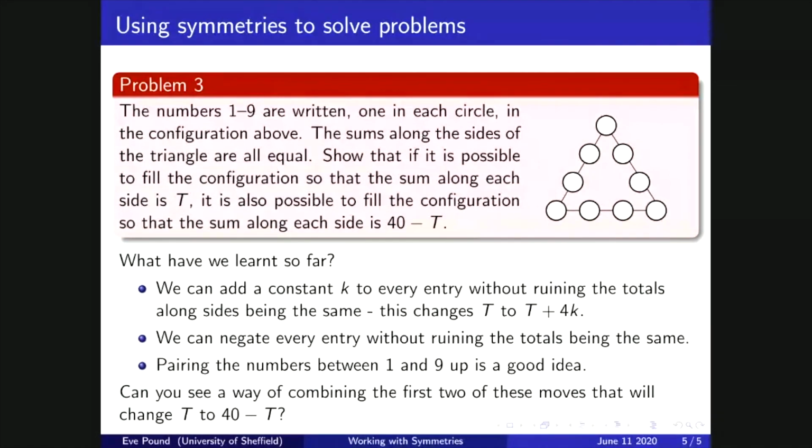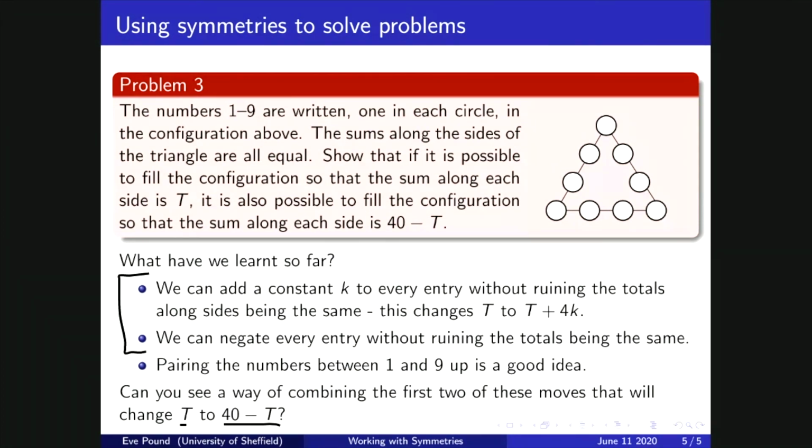So again, here's an opportunity for you to email in. Can you see any way of chaining together these two things in a way that will play nicely with wanting the total t to go to the total 40 minus t? You could email to enrichment@ukmt.org.uk, I'll give you a couple of minutes to do that.